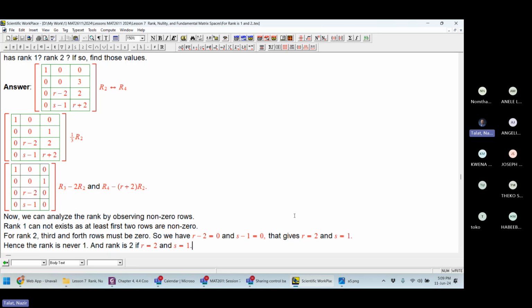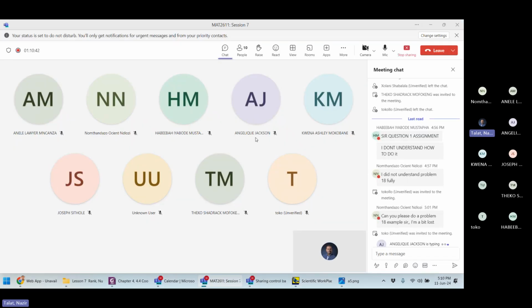So this is the method which he already described. And rank 1 is not possible in that case because there are already two non-zero rows which are independent of each other. So this is the method of rank. I will also upload this lesson, and you can follow the things if you have any query.